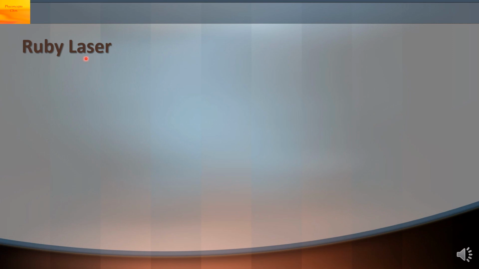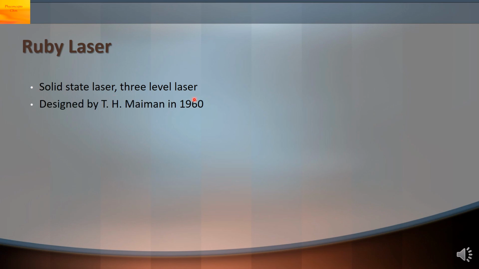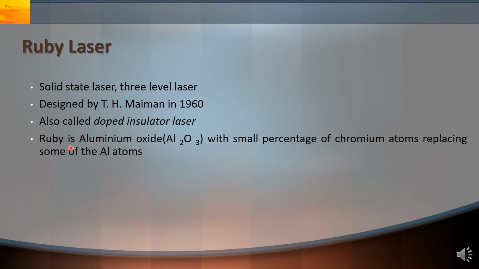Next is the ruby laser. It is a solid state laser. It is a 3-level laser designed by T.H. Maiman in 1960. It is also called as doped insulator laser. So ruby is aluminum oxide with a small percentage of chromium atoms replacing some of the aluminum atoms. So compared to the aluminum atoms, the concentration of chromium ions is very less.